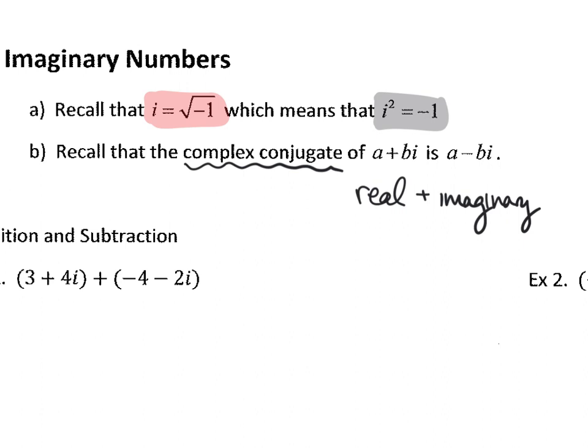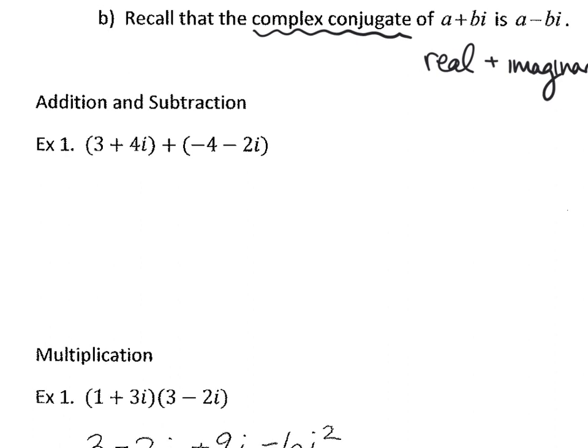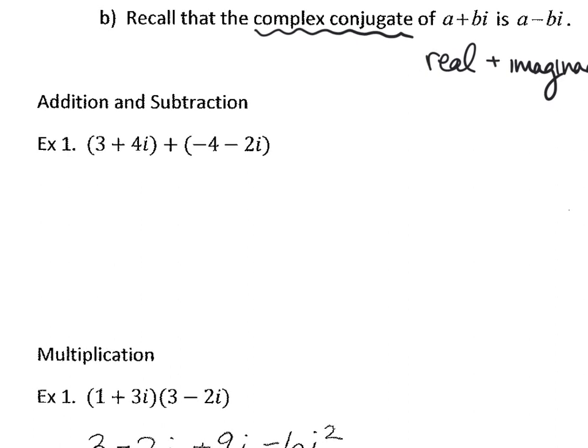Imaginary numbers are very easy to use because in essence, they work like combining like terms. So if we are adding and subtracting complex numbers, all we have to do is add the real parts and add the imaginary parts together. In this problem here, we have 2 real parts of 3 and -4, and 2 imaginary parts of 4i and -2i. If we're adding those 2 complex numbers together, you just basically CLT, which means combine like terms.